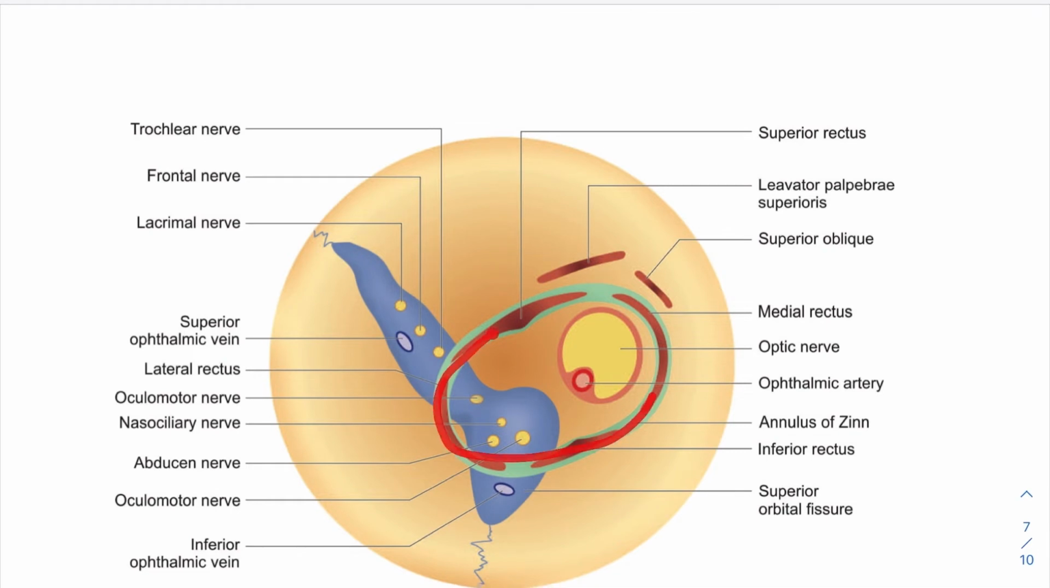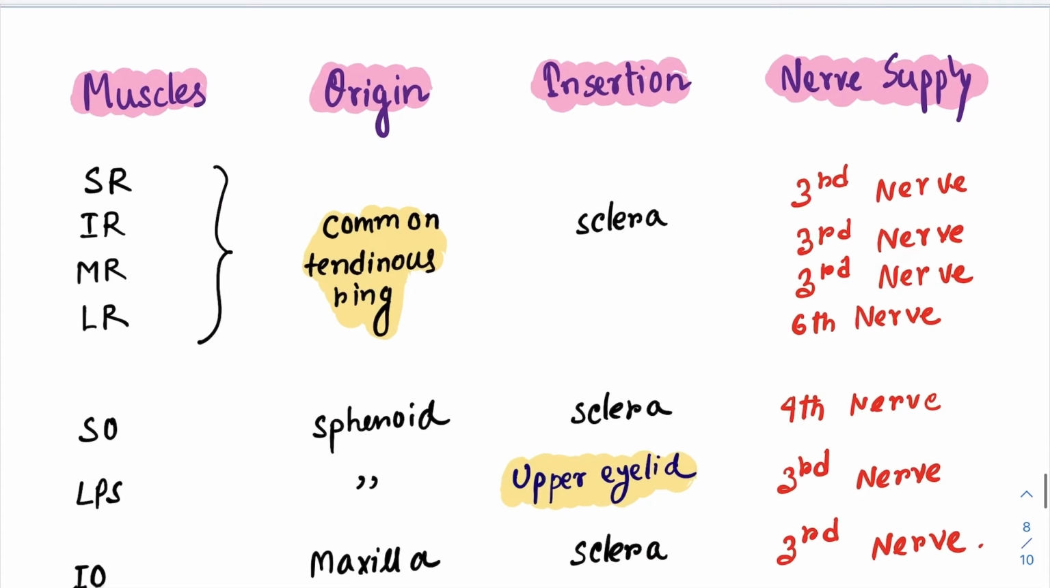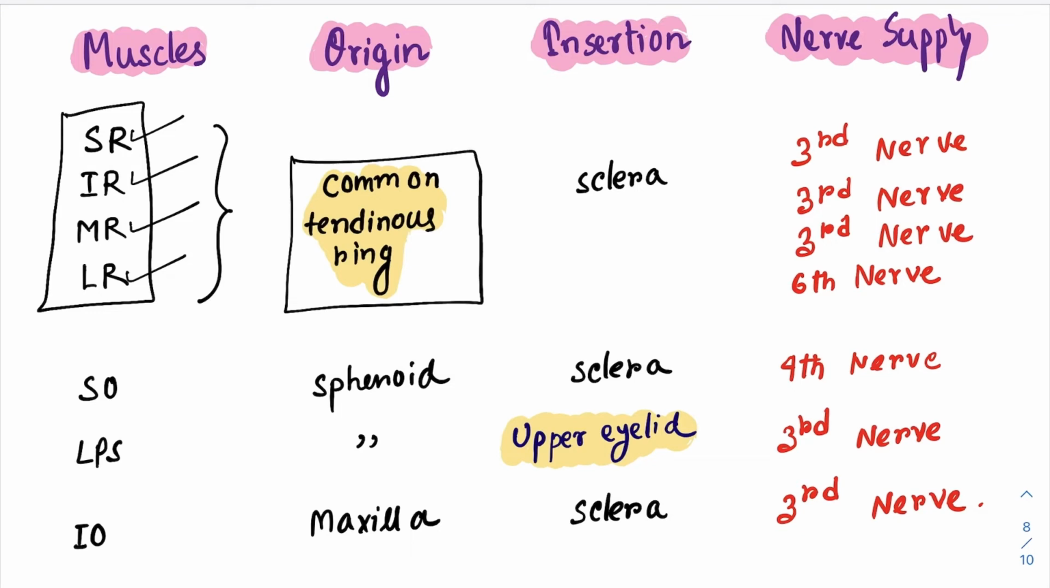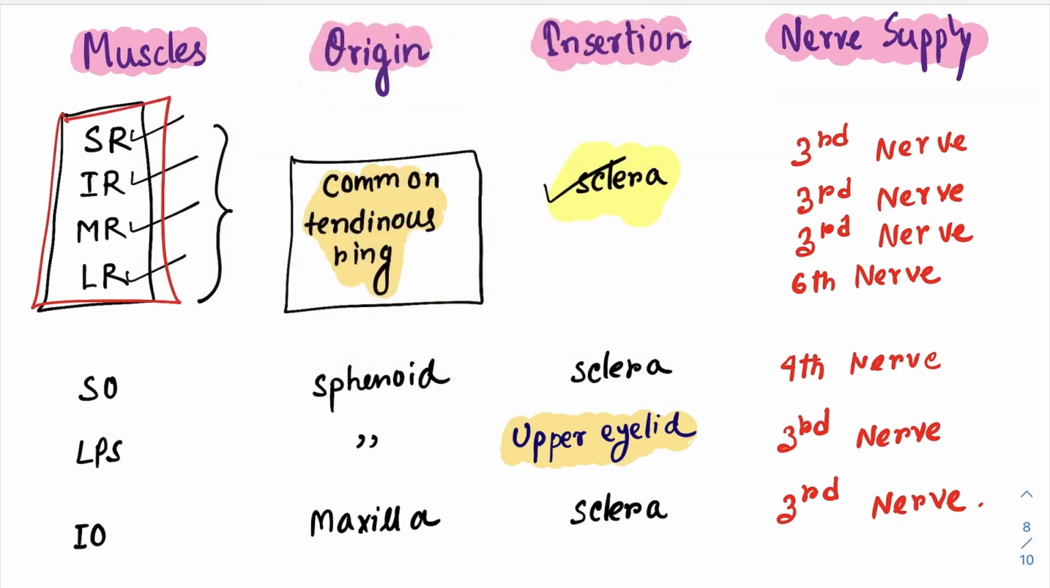This is the common tendinous ring. This is the optic foramen and optic nerve, and the superior orbital fissure. So let's see the muscles in a chart manner. First, all the recti, superior rectus, inferior rectus, medial rectus, lateral rectus, all originate from the common tendinous ring and insert into the sclera. Very easy.